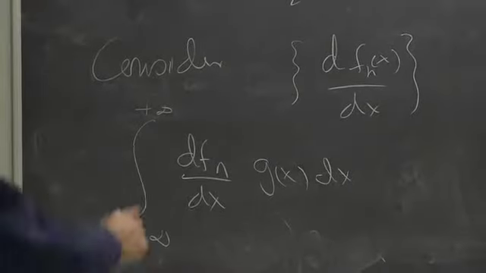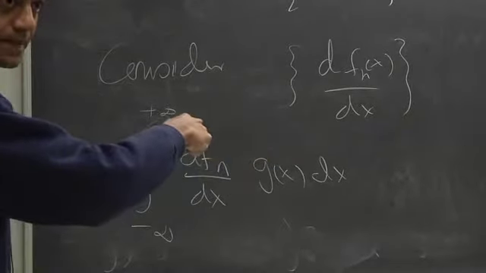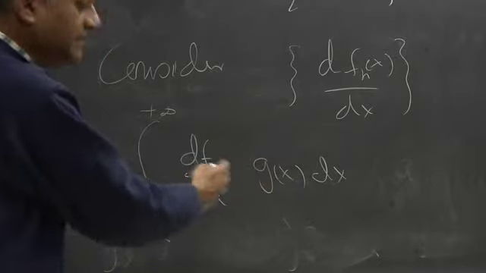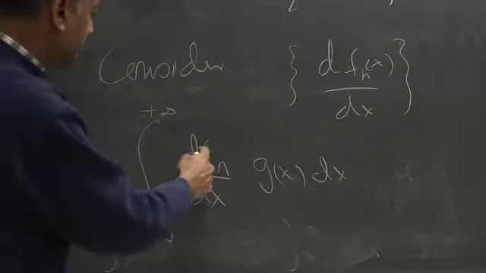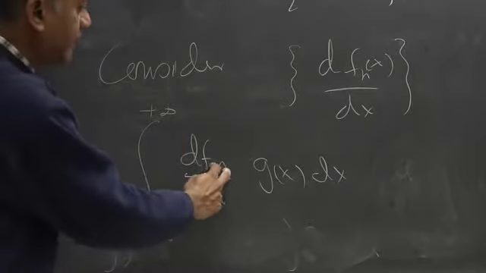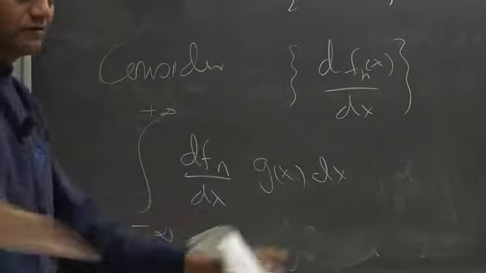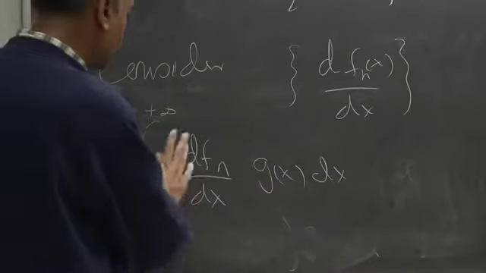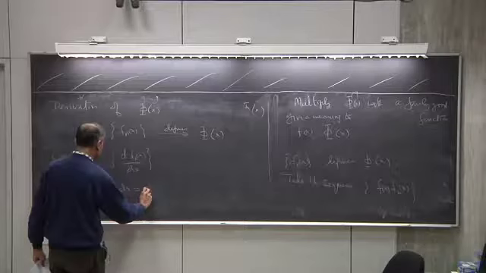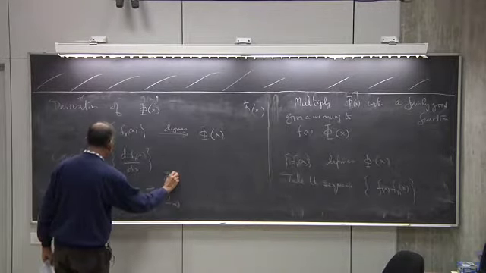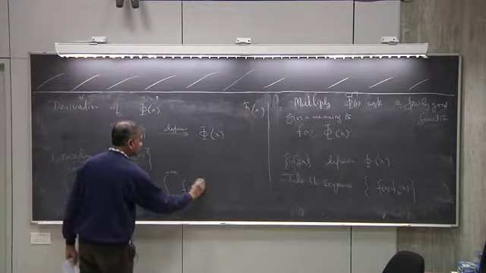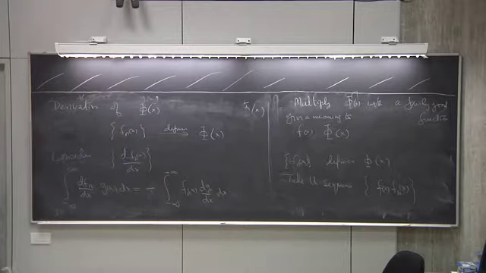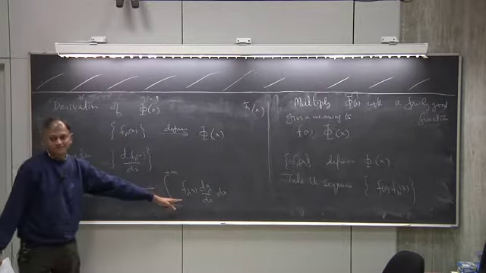Now here, of course, I can do a partial integration. This is a good function, that's a good function, and the product is also a good function. You can just do an integration by parts. The boundary term will be the product of f_n times g, but that will vanish because a good function vanishes at infinity. So you don't have to worry about the boundary term. This is nothing else but minus the integral from minus infinity to plus infinity of f_n(x) dg/dx dx. And that limit exists.